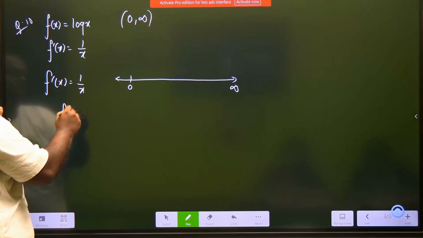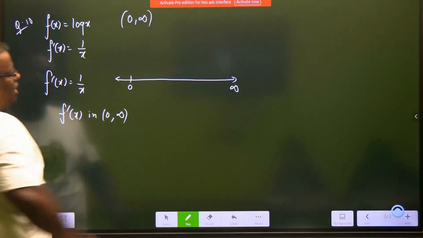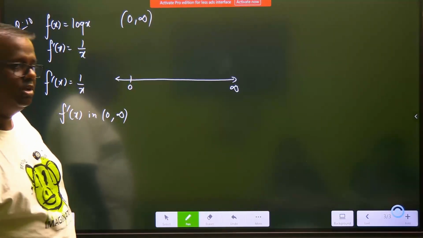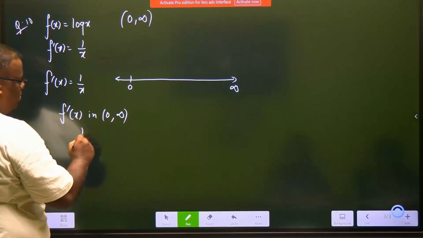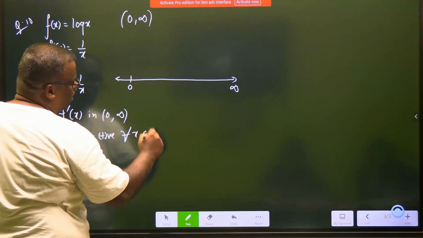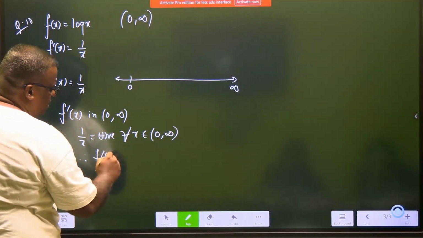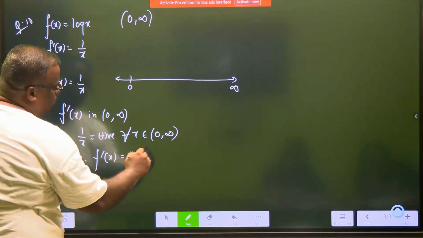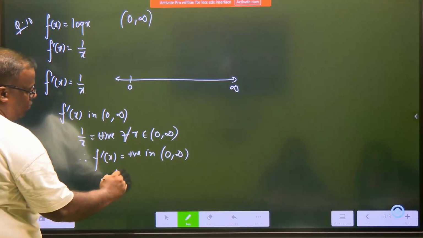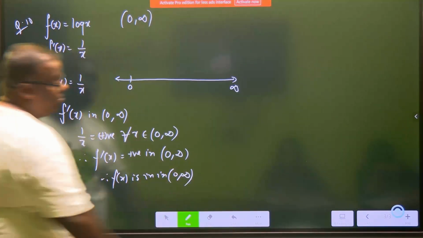Now you are trying to check f dash x in 0 to infinity. 1 divided by any positive number is positive, right? So we write 1 by x is positive for every x belonging to 0 to infinity. Therefore f dash x is positive in 0 to infinity. Therefore f x is increasing in 0 to infinity.